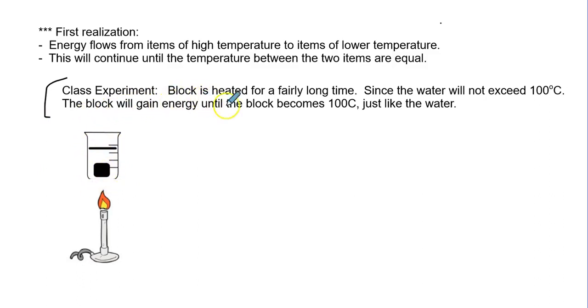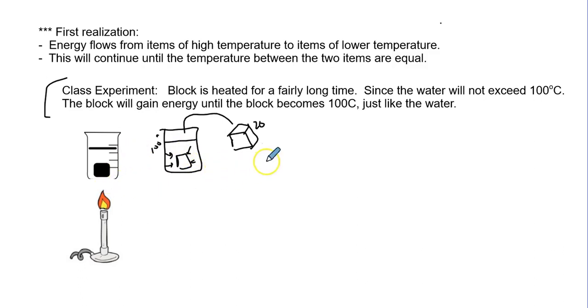So the class experiment says the block is heated for a very long time. Since the water will not exceed 100 degrees, the block will gain energy until the block becomes 100 degrees. Remember, energy transfers based on temperature. So if the water is 100 degrees Celsius, and we drop in a block that is less than that, like room temperature, 20 degrees, then energy will enter the block until it becomes the same temperature, and then no more.